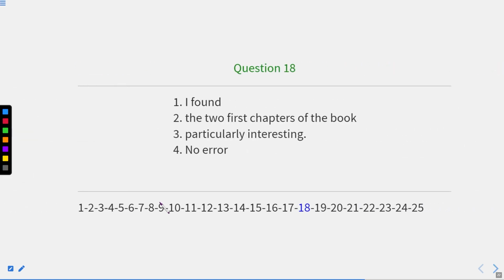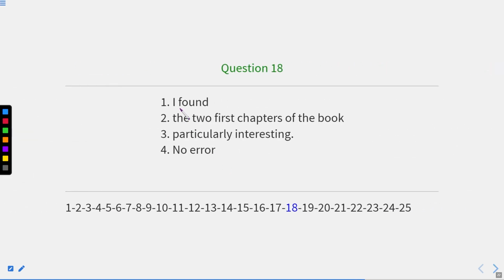Okay. Now, let us move to the question number 18. I found the 2 first chapters of the book particularly interesting. As I told you about the sequence in a sentence of ordinal and cardinal numbers, ordinal should come before the cardinal numbers in a sentence. Okay, so here the 2 first should be replaced with the first 2. So the correct sentence will be, I found the first 2 chapters of the book particularly interesting.